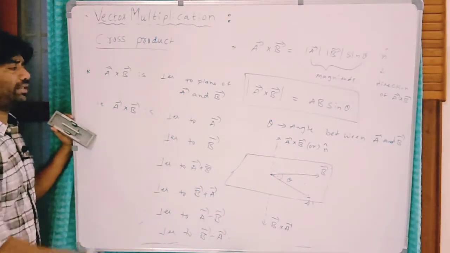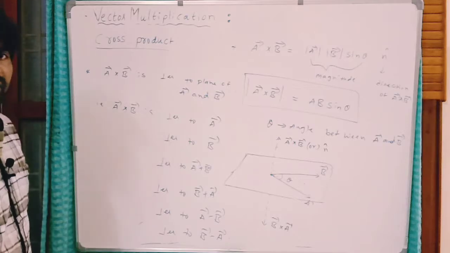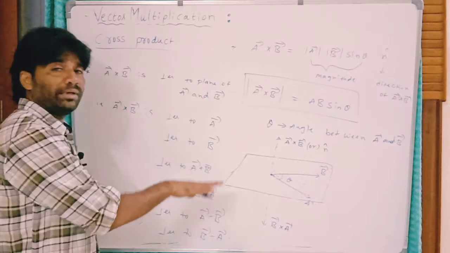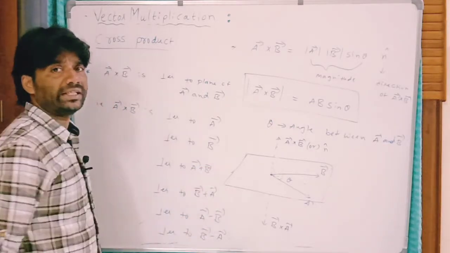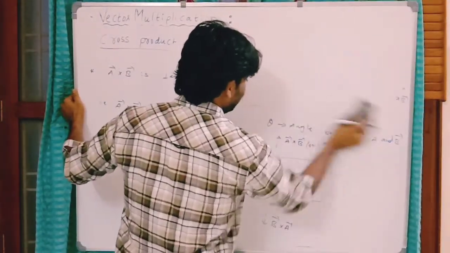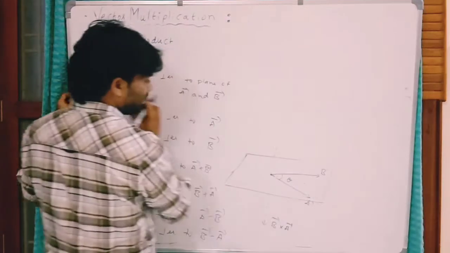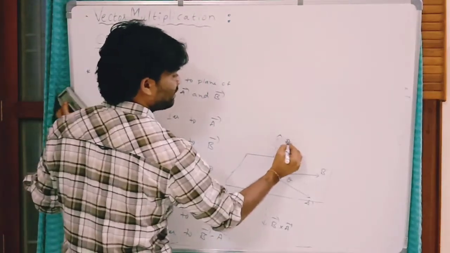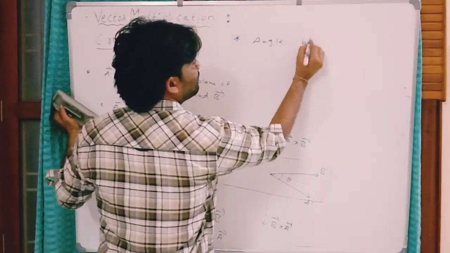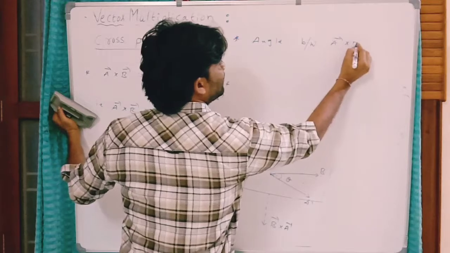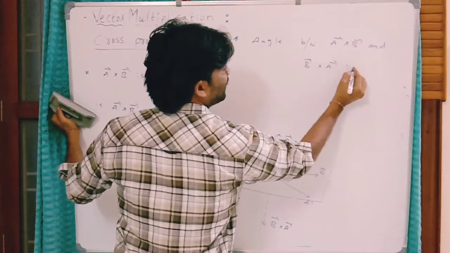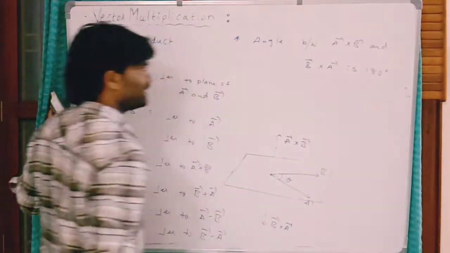Remember these points, very important. A cross B is perpendicular to A, perpendicular to B, perpendicular to A plus B, perpendicular to B plus A, perpendicular to A minus B and B minus A also, right? But from the diagram, one more thing you can understand here: the angle between A cross B and B cross A is what? 180. This is the direction of A cross B. The angle between A cross B and B cross A is 180 degrees. Both are opposite in direction.